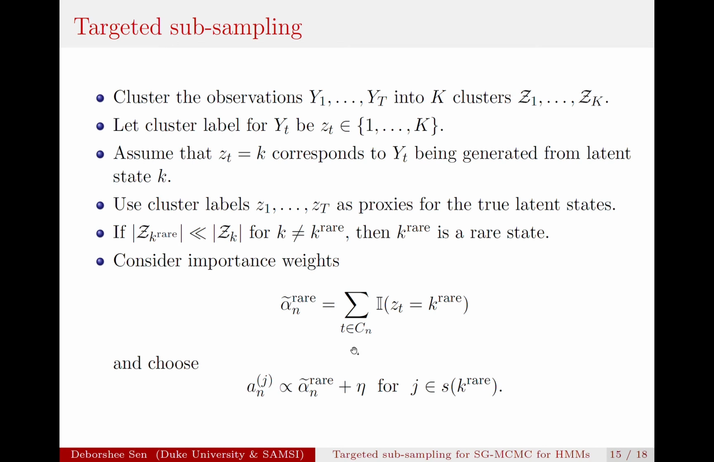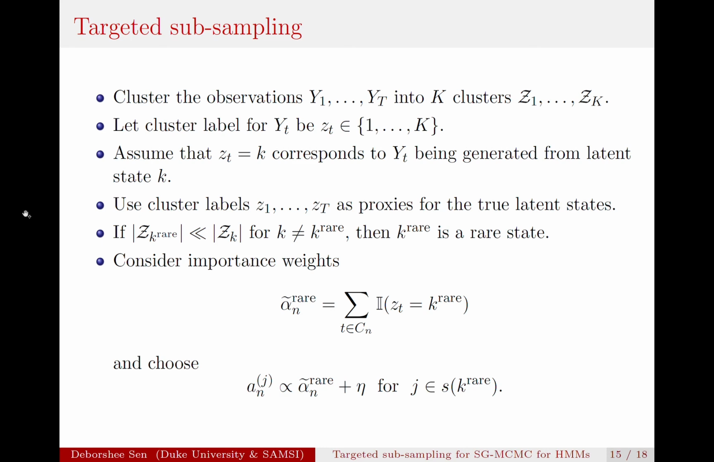So remember, a chunk is over time. If you have a chunk over time, how many times do you have observations corresponding to these rare states? Of course, we've used the cluster labels as proxies, and we do it as before.